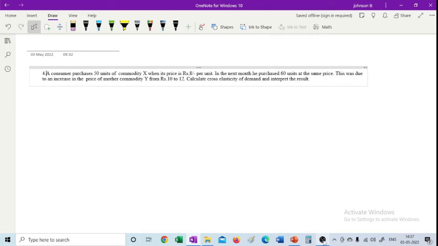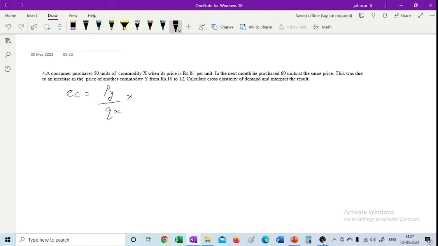So what we do here is, we need to take the quantity of X and the price of Y. So what is the formula to find the cross elasticity of demand? EC equals price of Y divided by quantity of X multiplied by delta Q X divided by delta P Y.